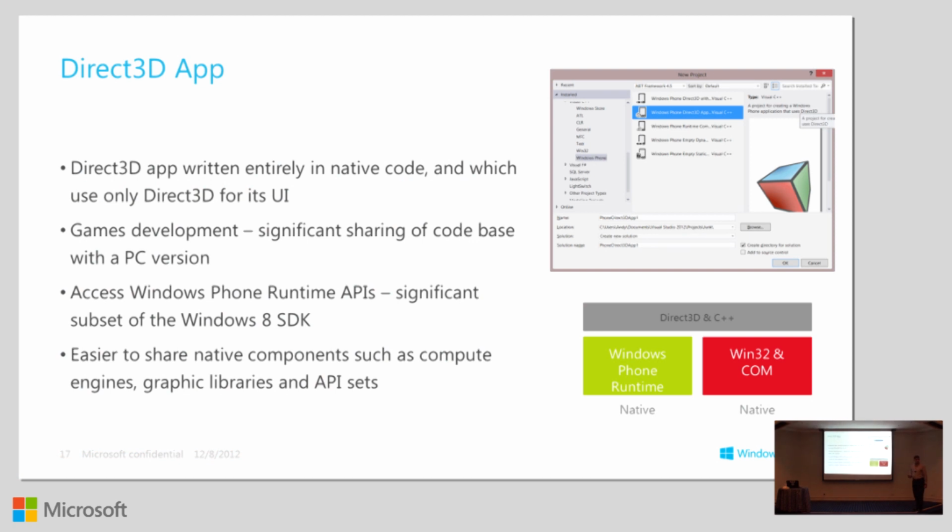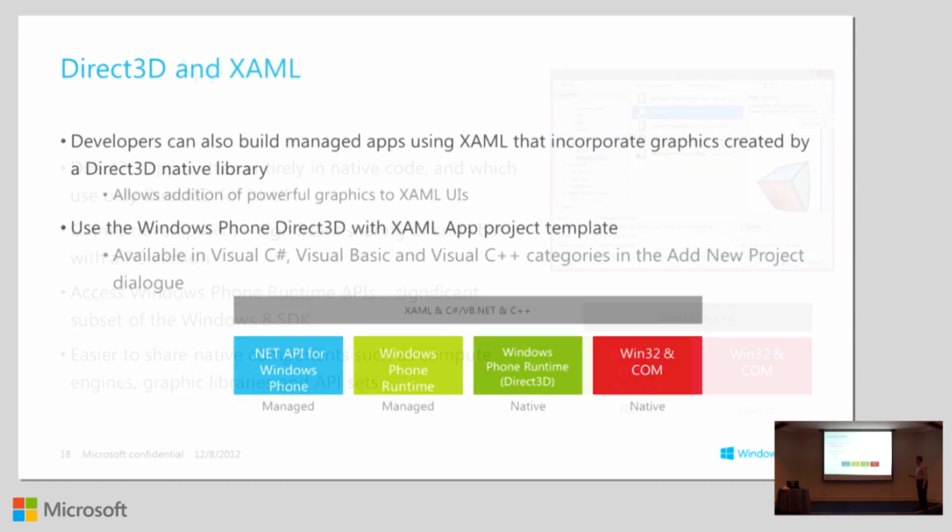Now we have Direct3D support, right? And you have a template by itself for Direct3D. This gives you access to the Direct3D engine. You can develop high-performance games. And this allows you to leverage some of the engines that are there in Windows 8 and bring them down to Windows Phone 8, okay? So you can have applications that run on Windows 8 as well as Windows Phone 8. And then you can mix and match.